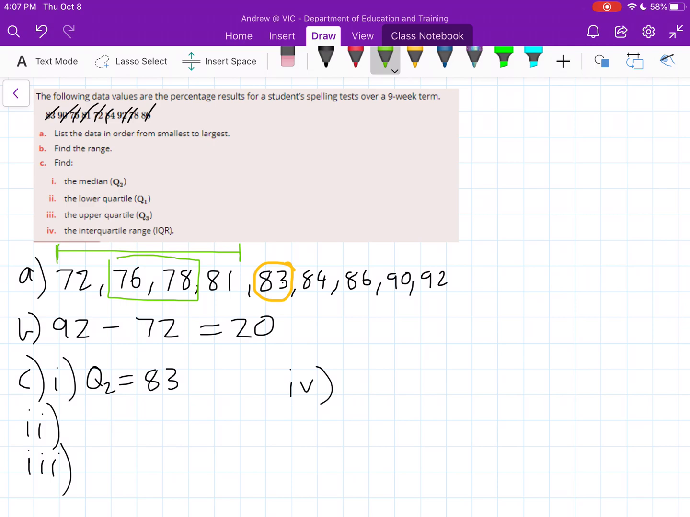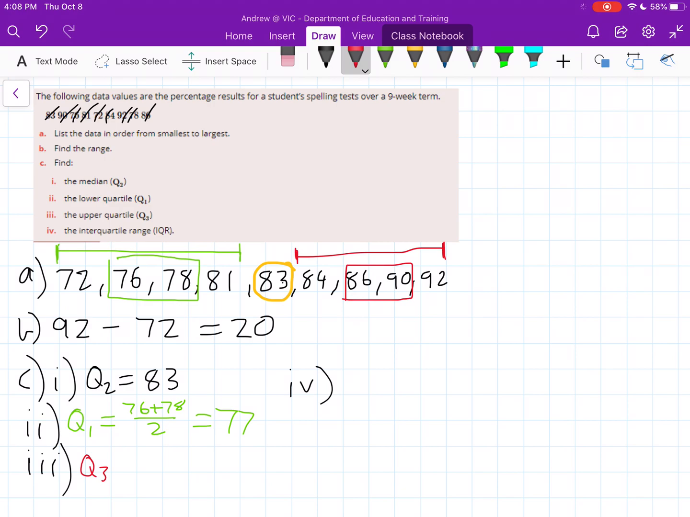So we actually need to find the average of these numbers. Our Q1 is going to equal our average, which is 76 plus 78 divided by 2, which is equal to 77. So it's perfectly in the middle of those two numbers. And then the same for our Q3. We look at everything above the median, and now we need to find our middle numbers. We've got 2 numbers in the middle, 86 and 90.